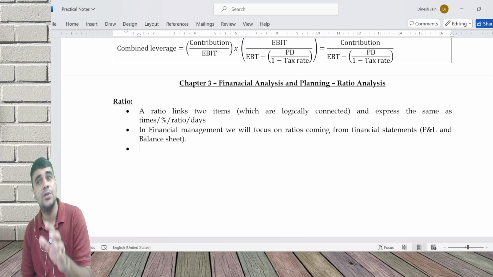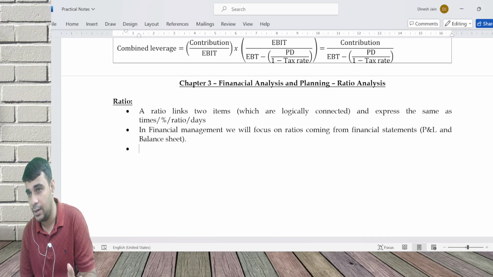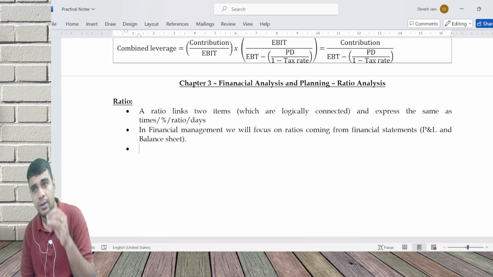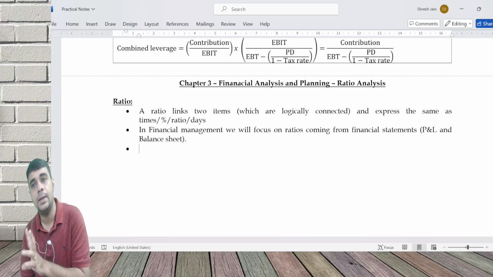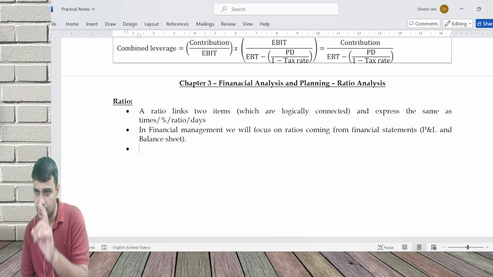There are some ratios where one item comes from P and L, one item comes from balance sheet. Example, debtors turnover ratio. Debtors turnover ratio is sales divided by debtor. Sales comes from your P and L, debtors come from your balance sheet. Now there's a general rule, which is a very important rule you should remember. Any ratio which has one item from P and L and one item from balance sheet. This is a general rule which you need to remember. I may not follow it in all the questions because of lack of information.